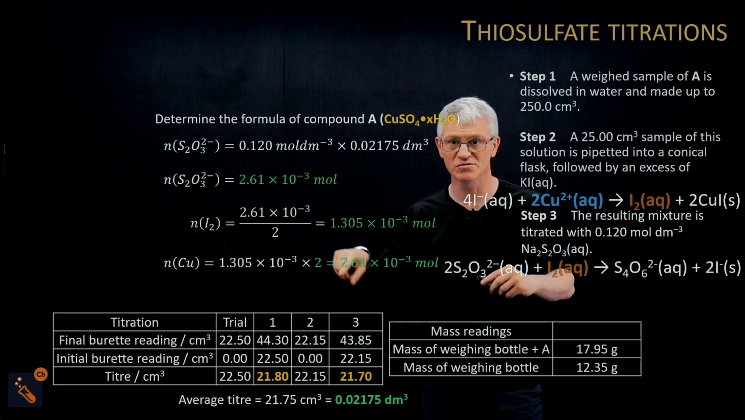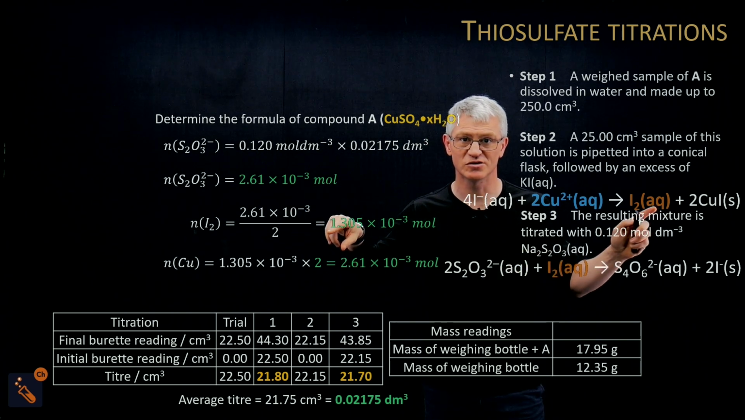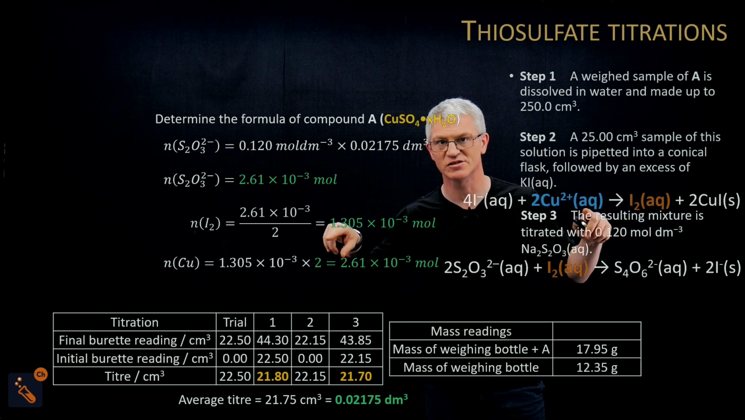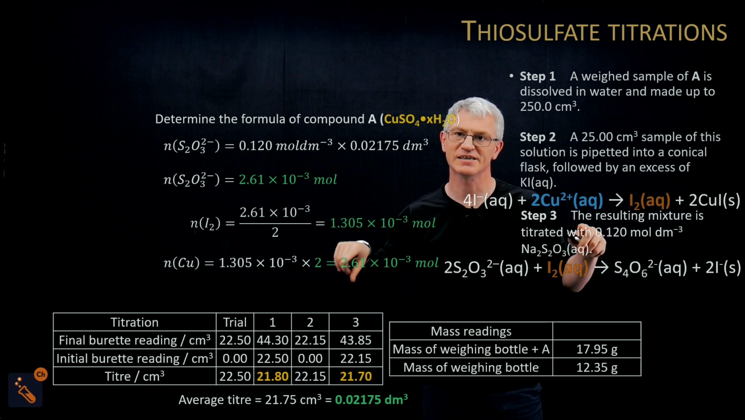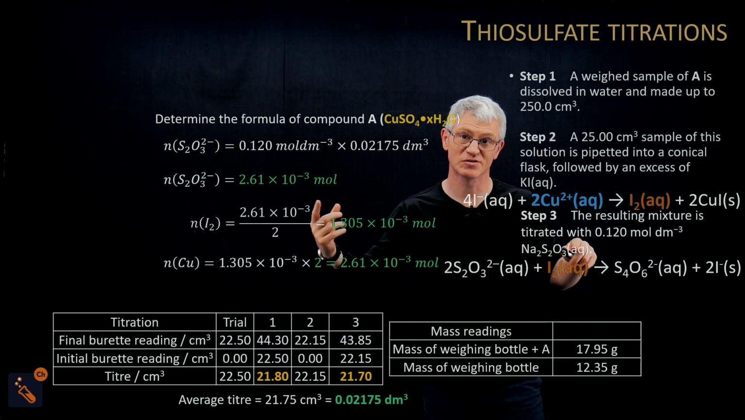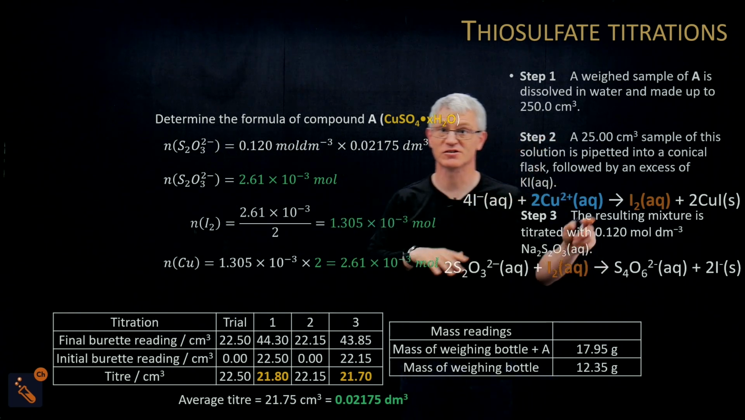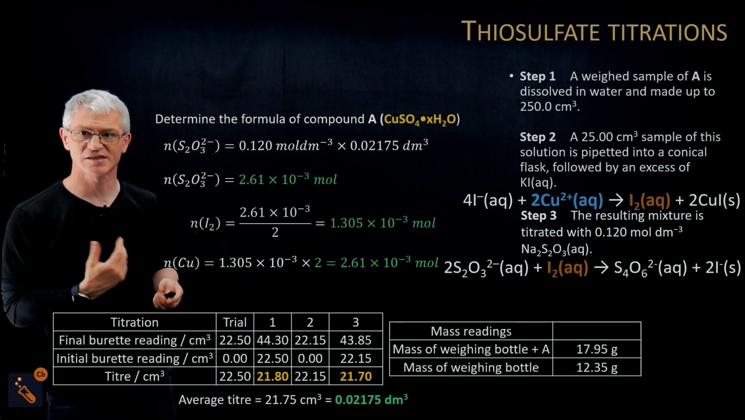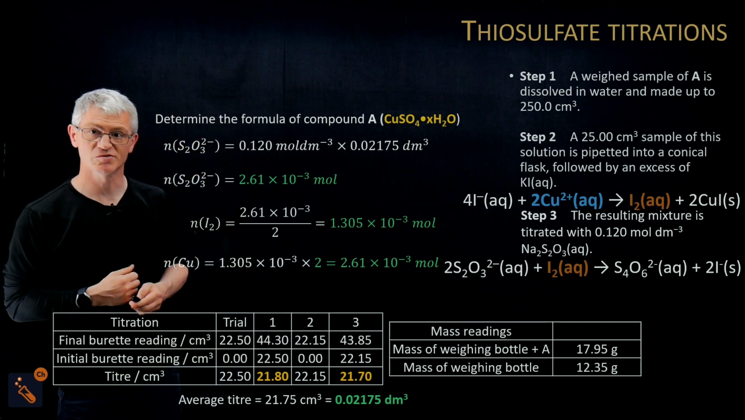So I've shown you that we divide by 2 to get to the iodine, and then we times by 2 to go back to 2Cu2+, to get this final answer. This final answer is the same as the original. So you can cut that out and just go straight to it if you understand it. Anyway, that gives you the number of moles of your copper.